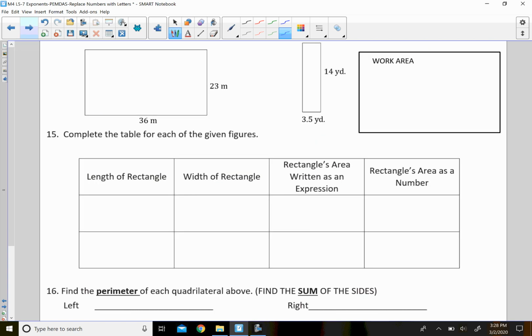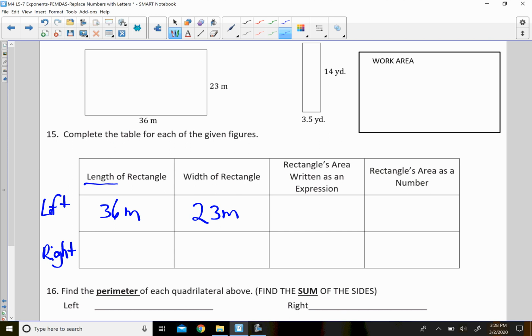So 15 has 2 separate rectangles, and they're asking you to complete the table. So we'll do the one on the left first, and then we'll use the second row for the one on the right. So on the left, the length is how long it is. That's 36 meters, and its width is 23 meters.